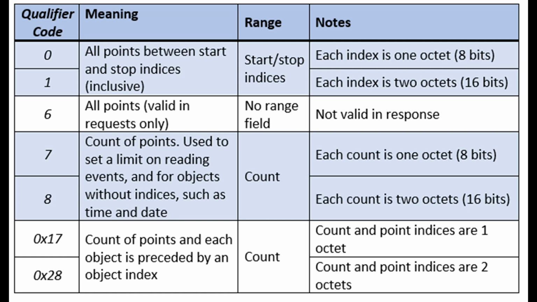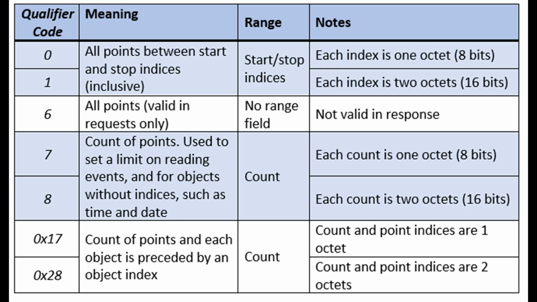Qualifier codes shown include codes 0 and 1, which specify a start-stop index in the range field, and it says it's reporting or requesting all points between the start and stop range. The difference between qualifier 0 and 1 is whether the range fields are 1 octet (8 bits) each or 2 octets (16 bits) each. Qualifier code 6 is used in requests only. It has no range field, and it's a request by the master for the outstation to respond with all points of the type requested.